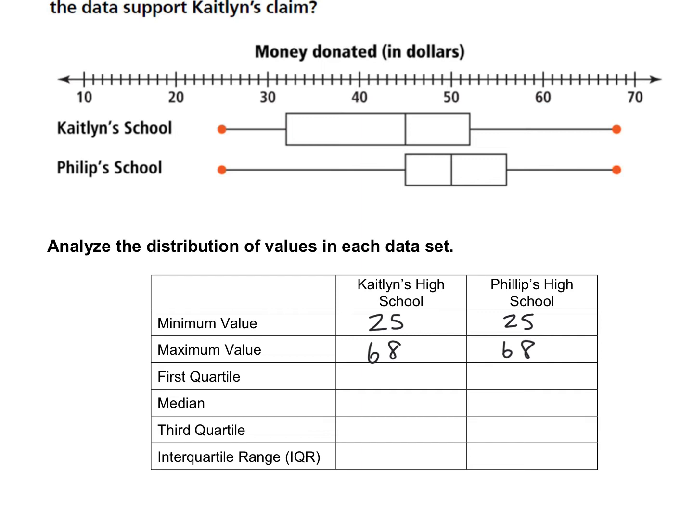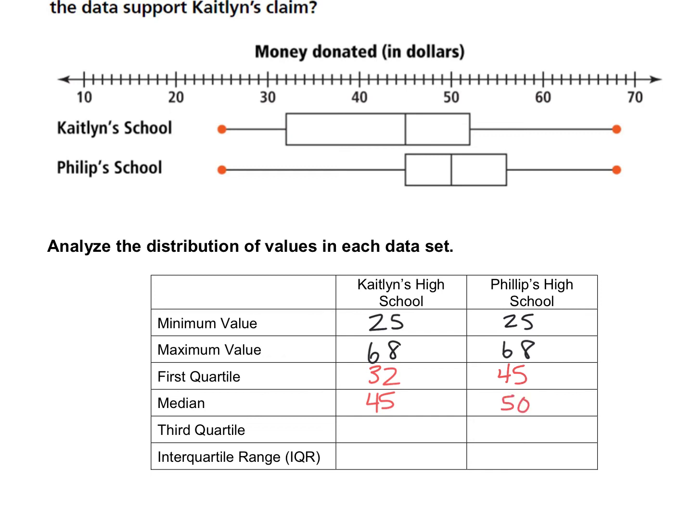The first quartile for Caitlin, so the first quartile is the start of the box on the left. So for her, this is going up to a 32. So her first quartile is 32, while Philip's is over here at a 45. The median is going to be that line down the middle of the box. So for Caitlin, the median amount raised, the very middle amount, was 45. For Philip, it was 50.